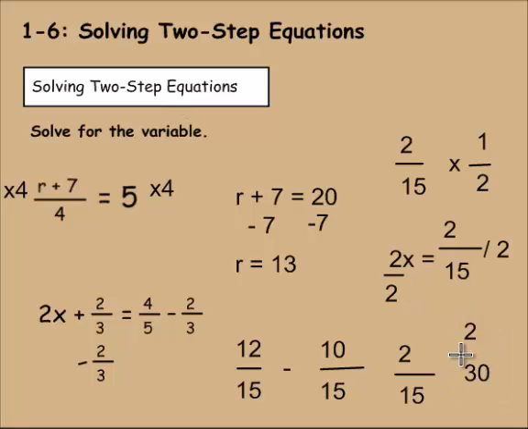We could simplify that then. We divide both of these by 2, and that would give us 1 out of 15. And I'm sorry, I'm kind of all over the place here, but the answer here would be x would equal 1 out of 15 then for your answer.